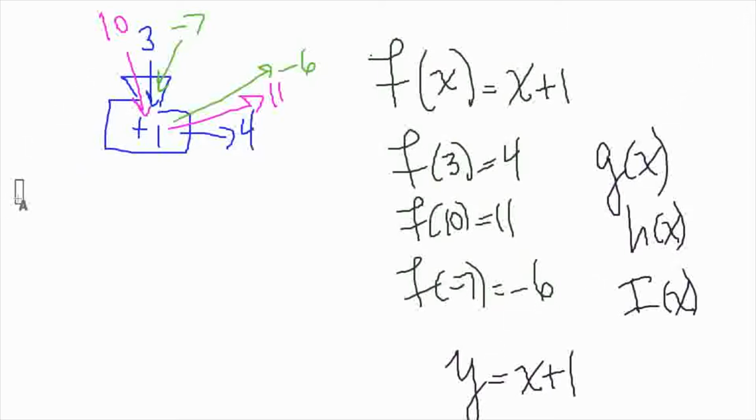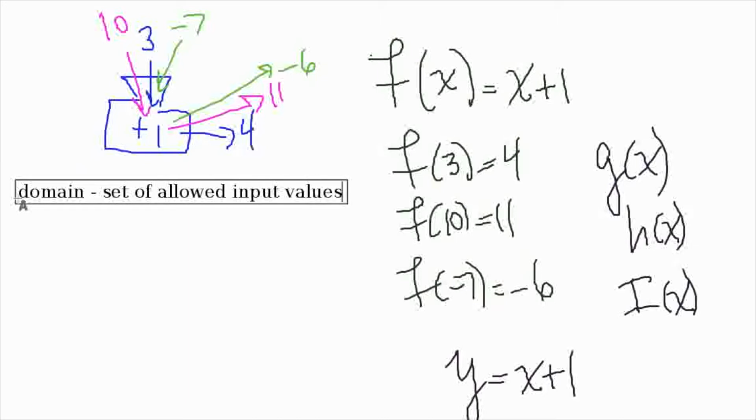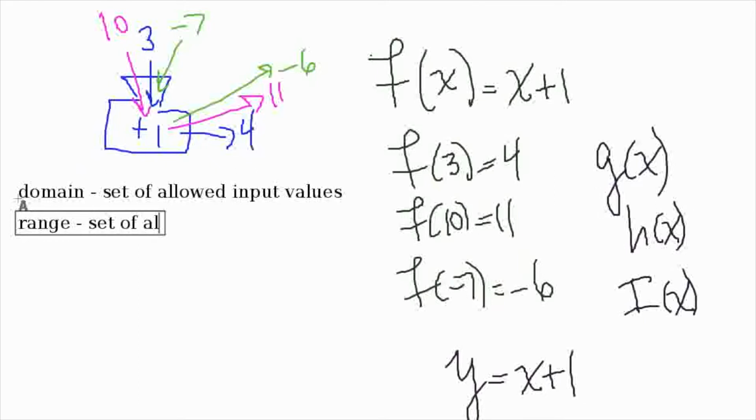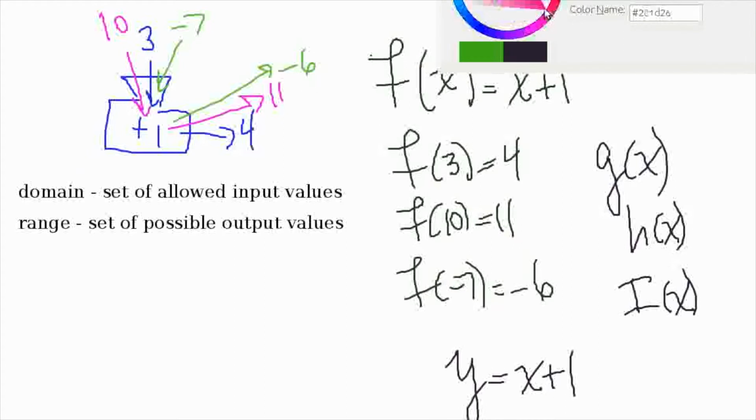These mathematical machines that I'm talking about, some of them have those same limitations. Now mathematicians, when they talk about the input limitations, they call that the domain, the set of allowed input values. And when they talk about the output, that's the range, the set of possible output values. An example is probably instructive here.